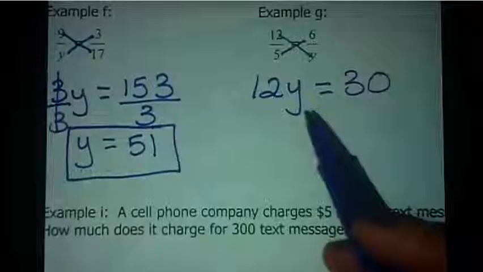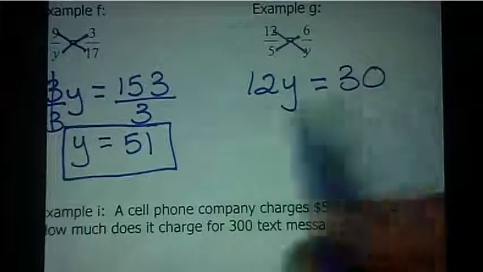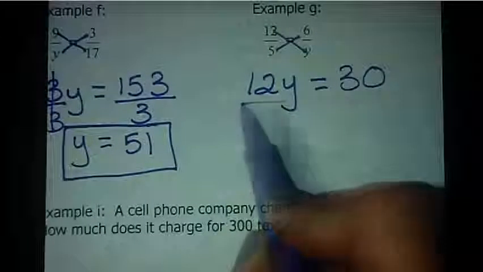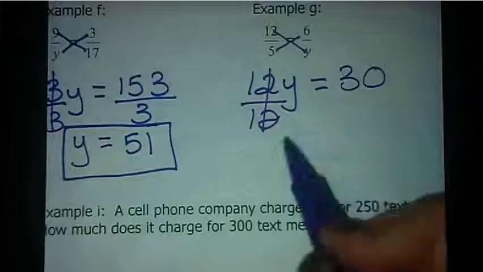You're probably thinking, there isn't anything. That means we're going to end up with a decimal. So to figure this out, I have to divide both sides by 12. So I'm left with 1y.